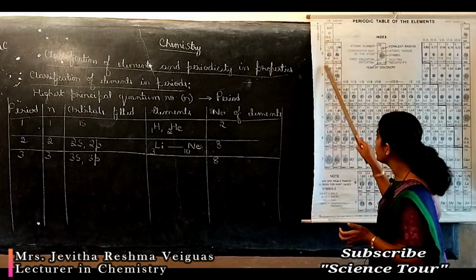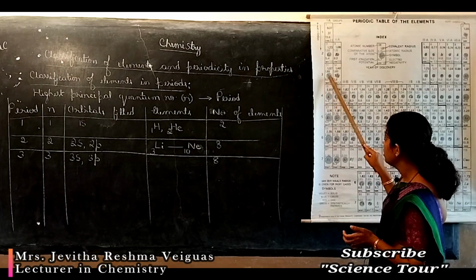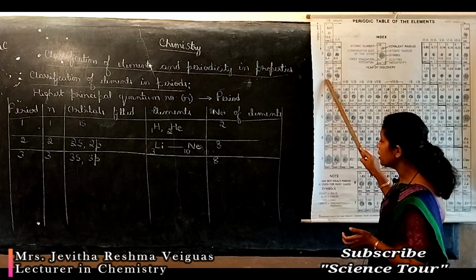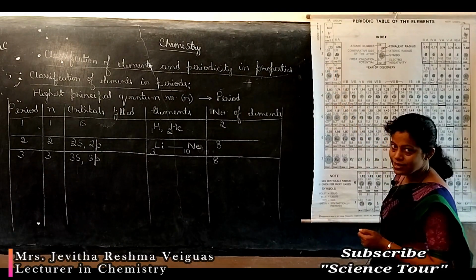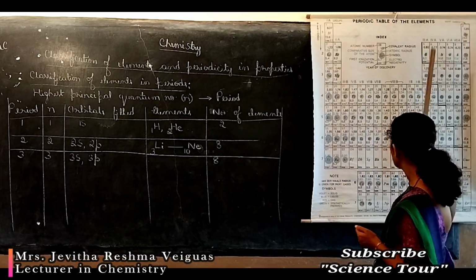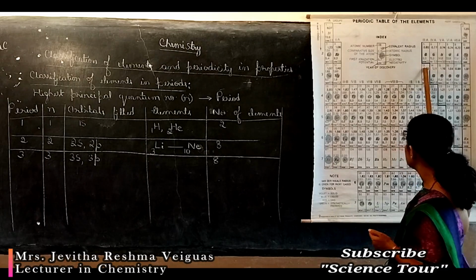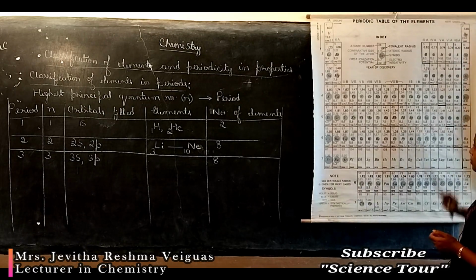Look at the third row here. Third row stands for the third period. Here the third period starts from element sodium, whose atomic number is 11. After which magnesium comes with atomic number 12, aluminium atomic number 13, silicon atomic number 14, phosphorus atomic number 15, sulfur atomic number 16, chlorine atomic number 17, argon atomic number 18.